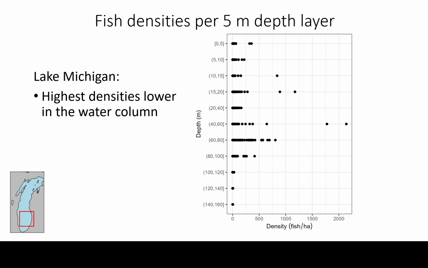Moving over to Lake Michigan. Lake Michigan had higher densities lower in the water column compared to Lake Superior, more so in the 20 to 40 to even 60 meter depth range.